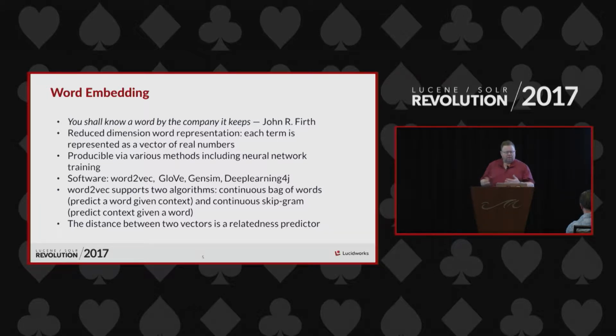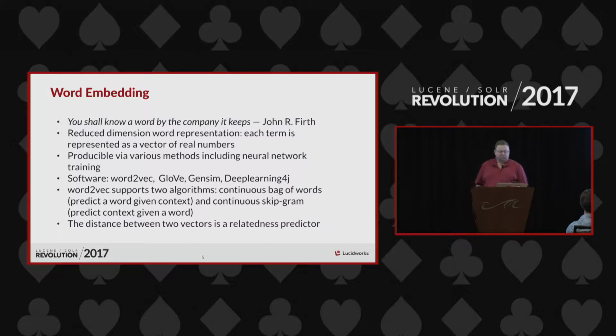So word embeddings are reduced dimension representations of words. Each term is represented as a vector of real numbers of varying number of dimensions. And these are producible via various methods, including training neural networks using software such as Word2Vec, which is what I used for this talk, GloVe, Gensim, Deeplearning4j, quite a few other packages as well.